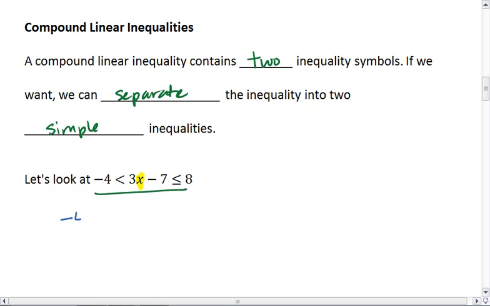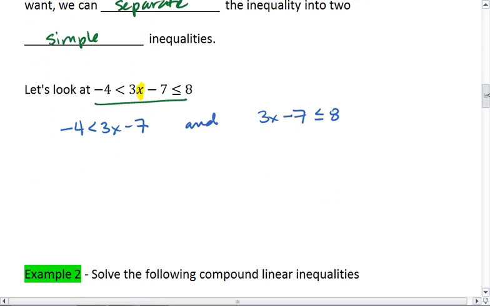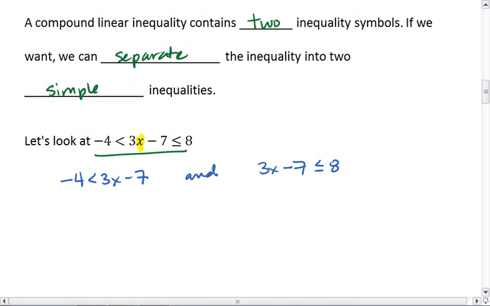I can write this as negative 4 is less than 3x minus 7 and 3x minus 7 is less than or equal to 8. I could then solve both of these simple ones, in which case I want to add 7 to both sides. So I get 3 is less than 3x on the left. Divide both sides by 3, I get 1 is less than x. And for the right inequality, I get 3x is less than or equal to 15. x is less than or equal to 5.